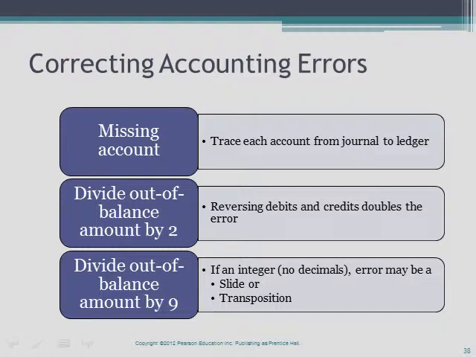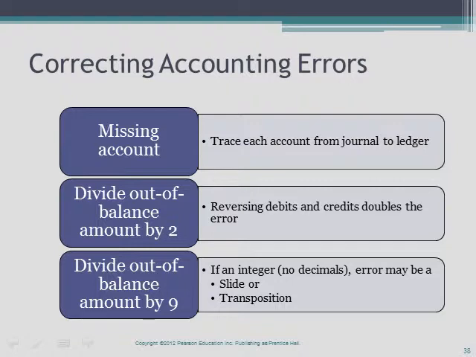Search the records for a missing account. Trace each account back and forth from the journal to the general ledger. Divide the out-of-balance amount by 2. A debit treated as a credit or vice versa doubles the amount of the error. Divide the out-of-balance amount by 9. If the result is an integer, that is no decimals, the error may be a transposition, right? Where the accounts would be out of balance by something that's evenly divisible by 9.